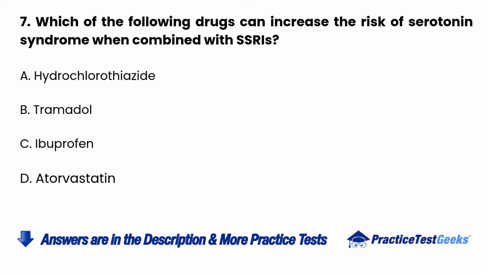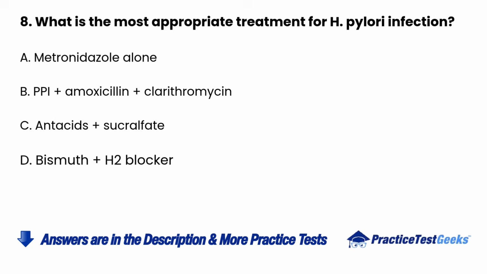7. Which of the following drugs can increase the risk of serotonin syndrome when combined with SSRIs? A. Hydrochlorothiazide. B. Tramadol. C. Ibuprofen. D. Atorvastatin. 8. What is the most appropriate treatment for H.